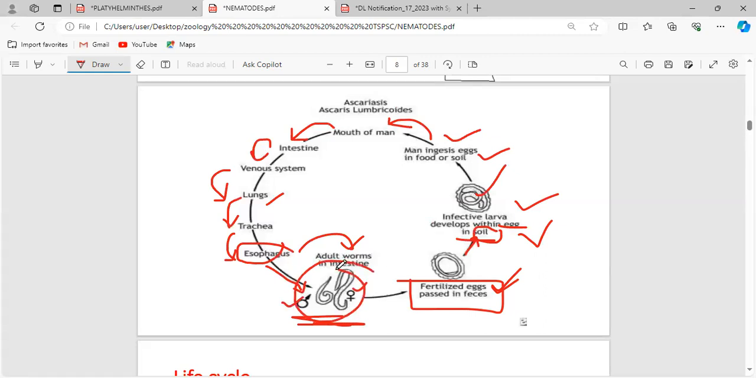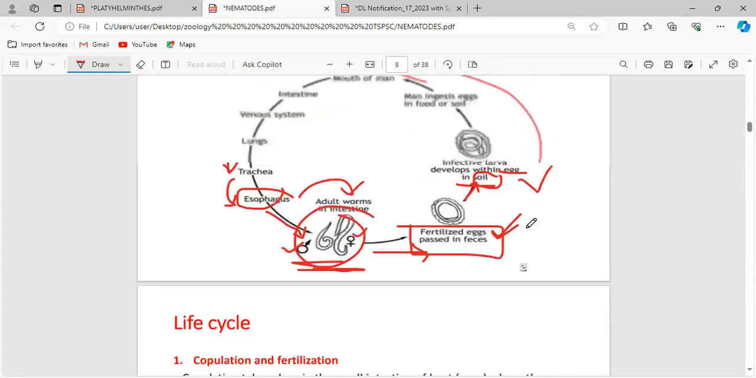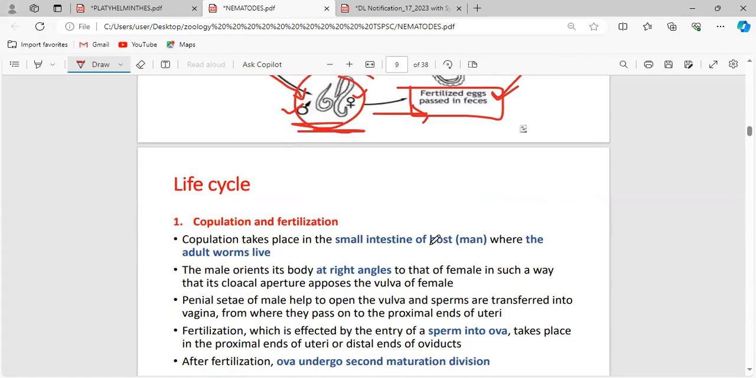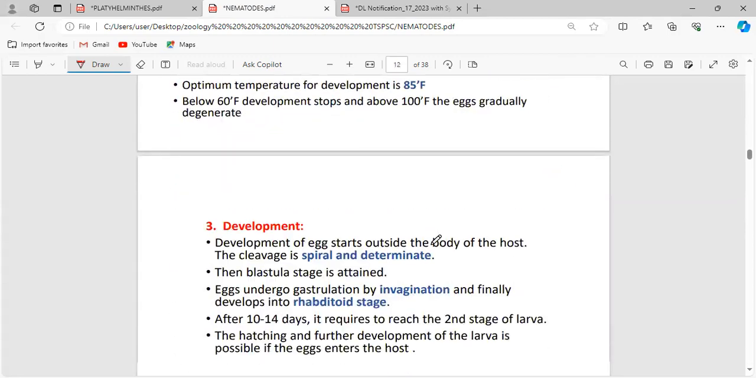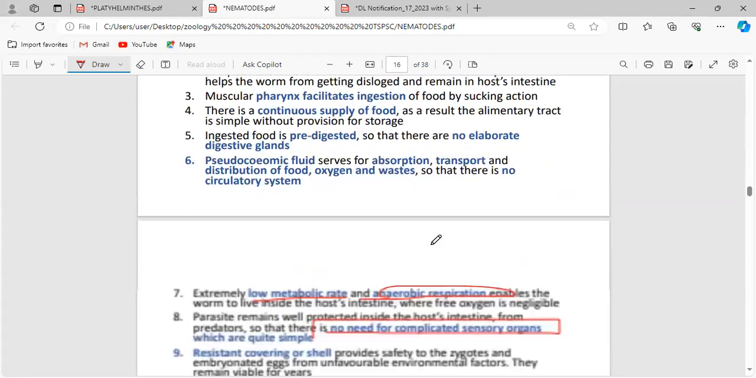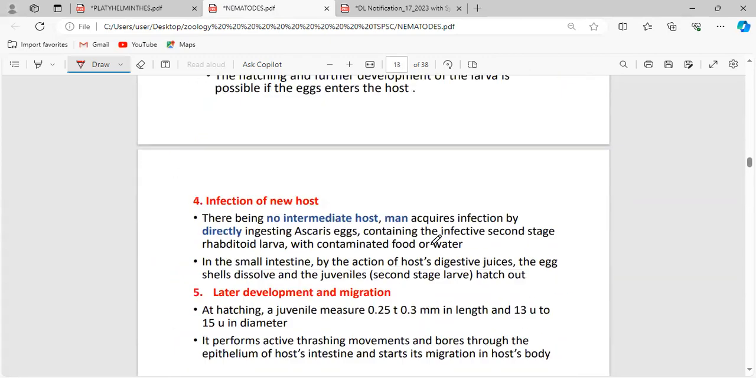After that, the female will lay lots of eggs, and it will release the eggs through the fecal matter. Again, the cycle continues. This is what is happening here. Now I'm going to explain the detailed information of this. Okay, we can finish this now.